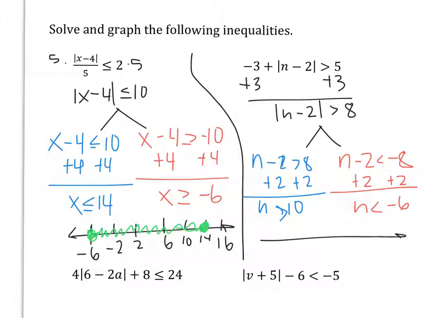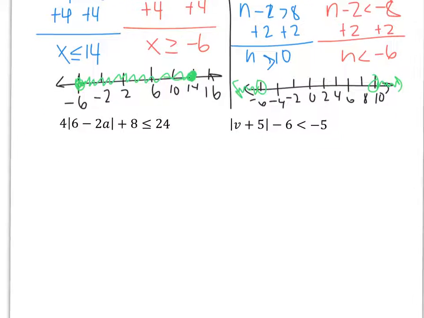Go ahead and graph this on my number line, and I'll just put a few points in here. So we'll go negative 6, we'll count by 2's. And I have an open circle at negative 6, shading everything to the left of that. Open circle at 10, shading to the right of that. So this would be an OR statement, right? Because in that graph, I have a gap in the graph. All right, let's look at our next example.